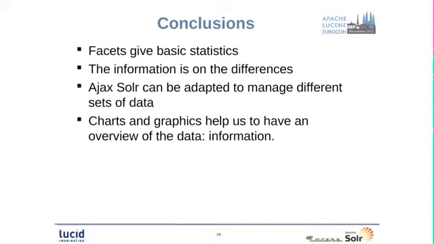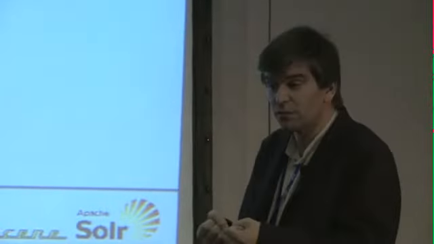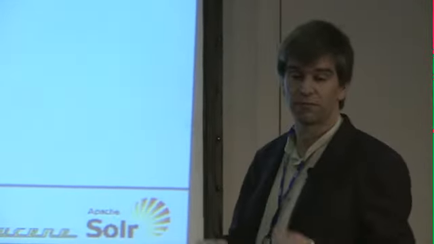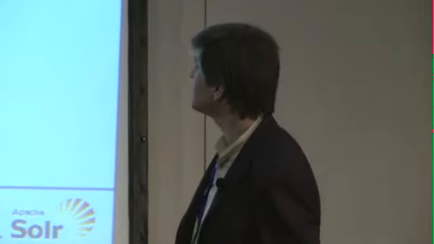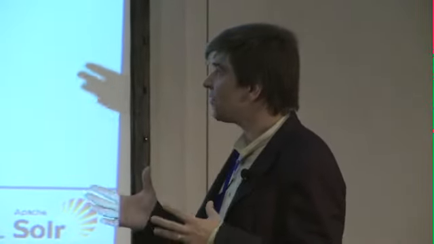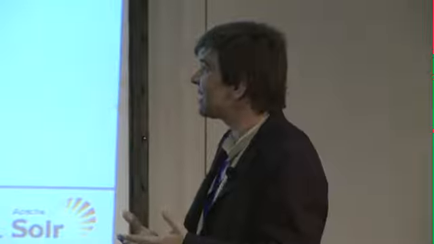OK. So the basic idea I wanted to present is that facets are interesting. They give some statistics which give an idea of what's in the data, but they don't give information. The information is basically in the differences. And AjaxSolr can be adapted to manage not just facets, but the differences between facets. Of course, if we have charts and graphics, this can help us to have an overview of the data, to change from data to information. And this is one of the key points.